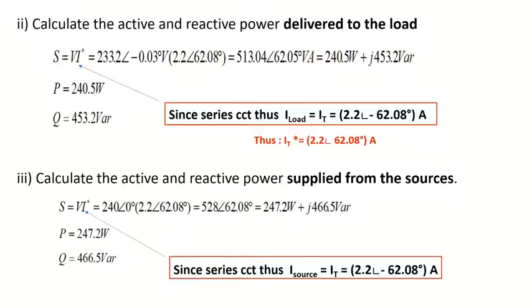If you convert into the complex form, you will get 247.2 watt plus j 466.5. So this 247.2 watt gives you the real power for the supply or the source. And then the Q supply, or the Q source, is equivalent to 466.5 var.